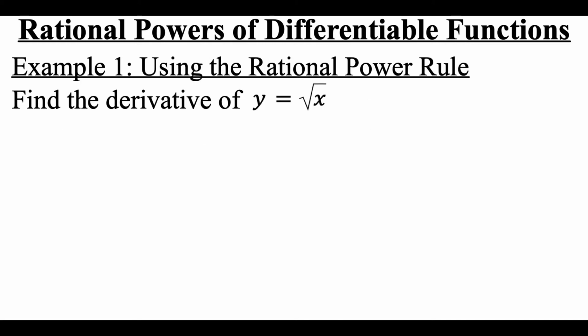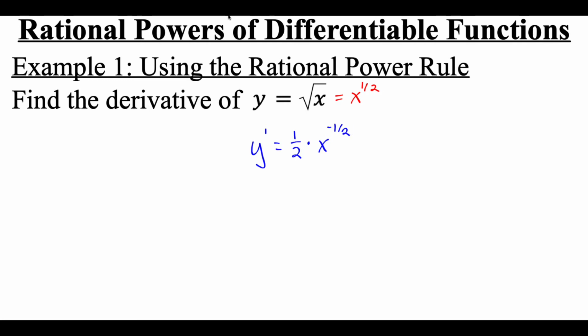In this example, we're going to look at using that rational power rule. We're going to find the derivative of y equals the square root of x. To use the power rule, we have to have powers, and it doesn't look like we have any right now, but a square root can be written as a 1/2 power, so the square root of x is the same thing as x to the 1/2 power. Now if we want to find this derivative, we would drop that 1/2 down as a multiplier on our x, but then subtract 1 from that power. If I subtract 1 from 1/2, then I get negative 1/2.